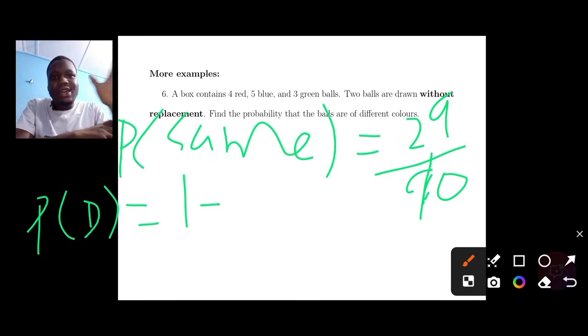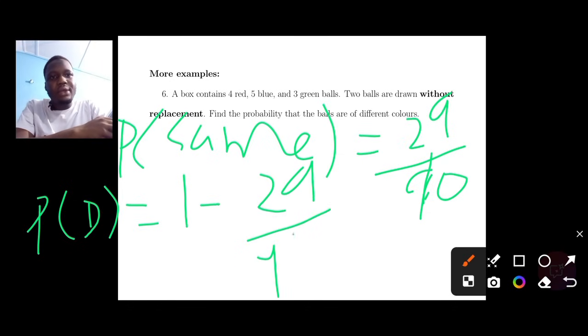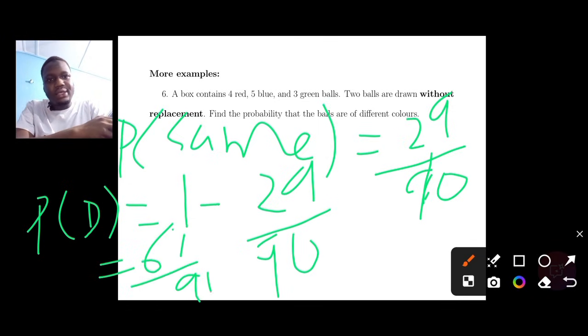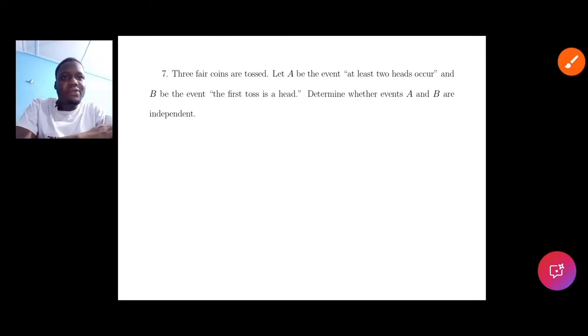If that's not the case, don't use complement. Before you use complement, you should make sure that the thing is either this or this. So you can find this and take the probability from 1. So we take it from the probability of the same, and we get 61 out of 90. So this is a very, very examinable and application question of the without replacement that we saw. Okay, good. So let's move on to the 7th question here.